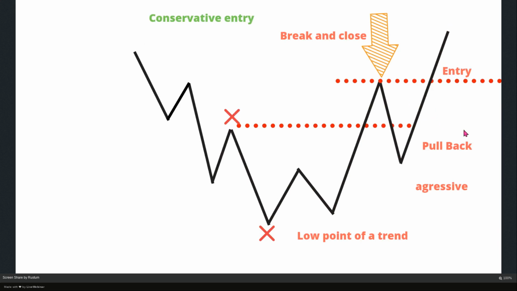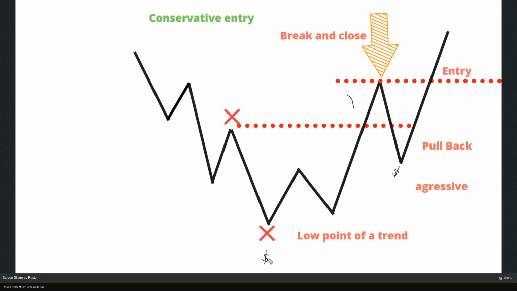And then that is your entry point. So aggressive traders are going to put their stop losses here. Let me just write this in. So if you are aggressive, then you're going to put your stop losses there. And if you are conservative, you're going to put your stop losses down there.